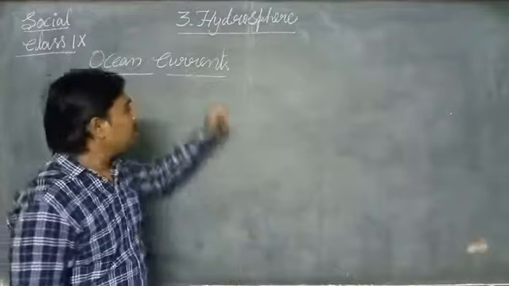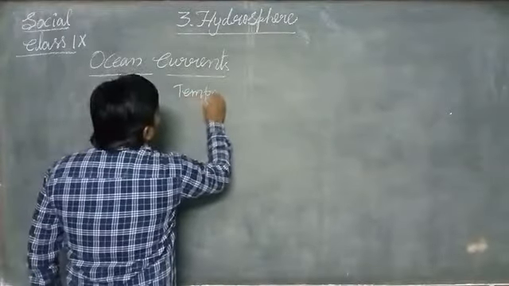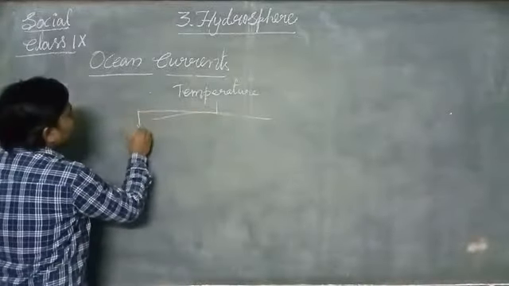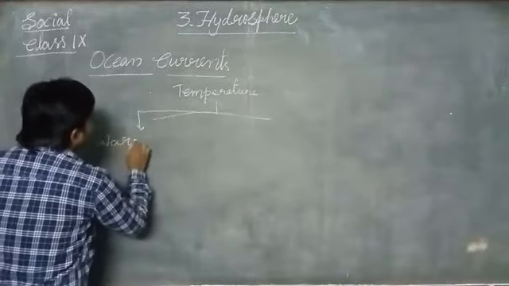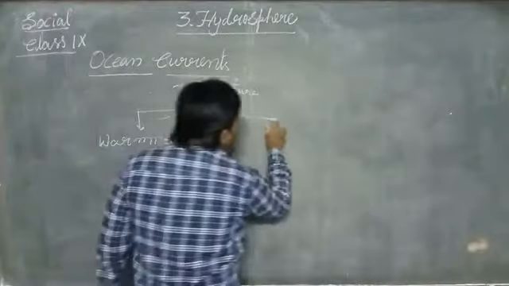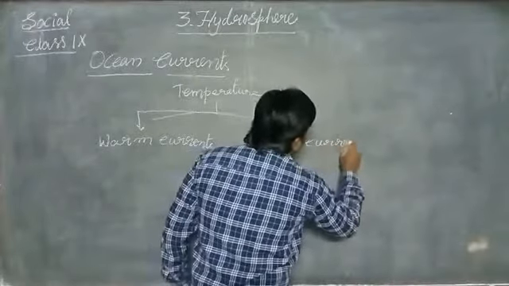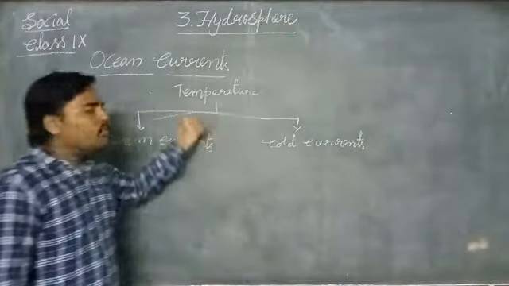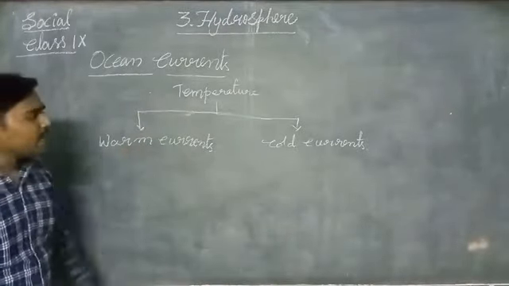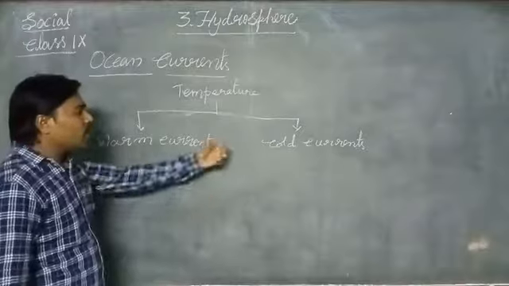Based on the temperature, these currents would be categorized into two types: warm currents and cold currents. Based on the factor temperature, we categorize the ocean currents into two types, that are warm currents and cold currents. Now let us see the flow of these warm currents and cold currents.